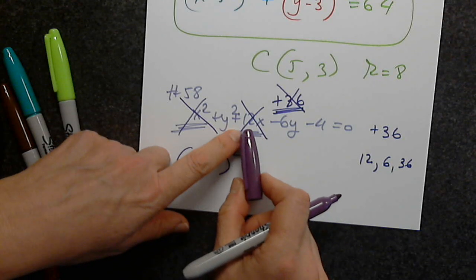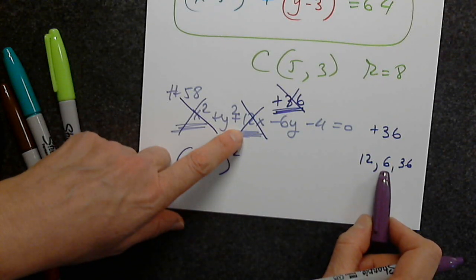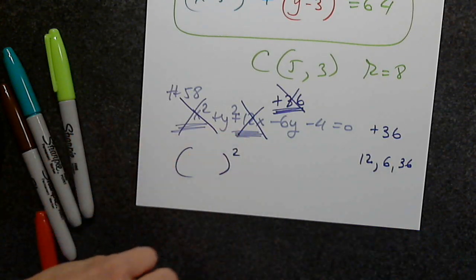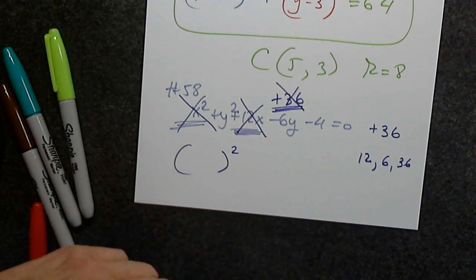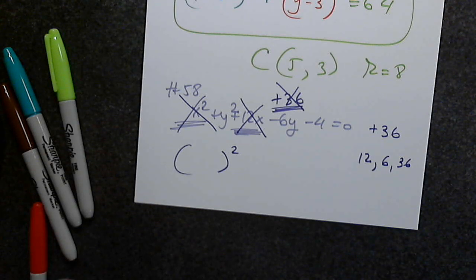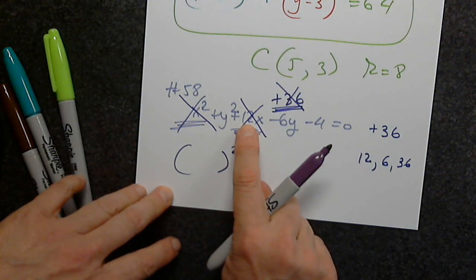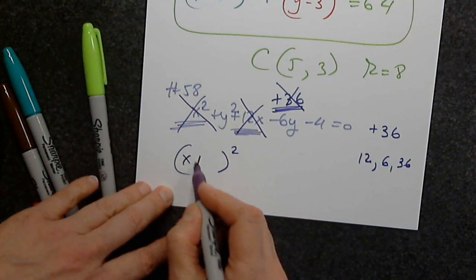So the middle coefficient is 12. We divide it by 2 and we get 6. And we square 6 to get 36. What do we have in parentheses? If this is plus 12, we can write X plus 6, indeed.